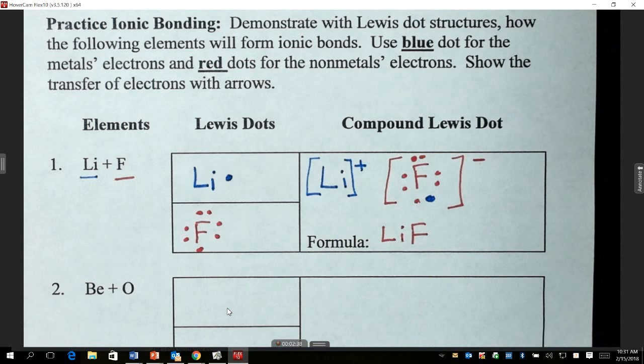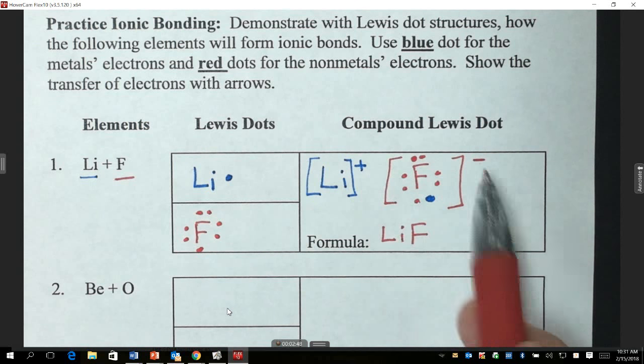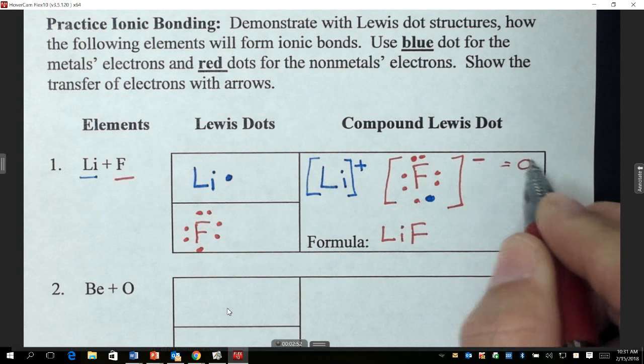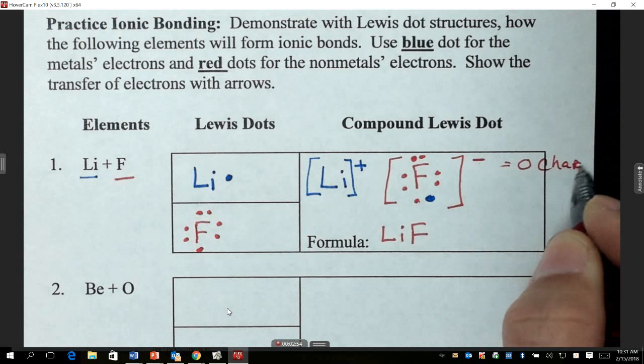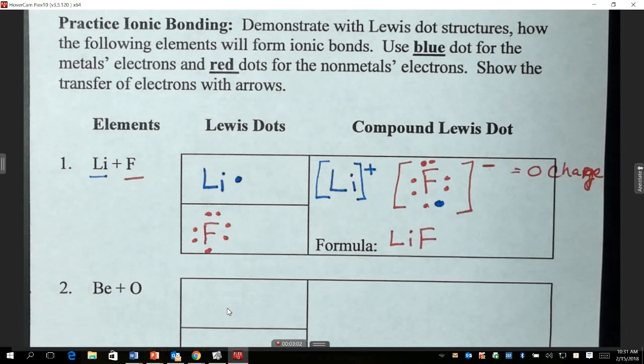So for each of these, you would continue to redraw them. You always have to make sure that your charges equal 0. So a positive and a negative together have 0 charge. That's important. So when you get to some of the ones below, if your charges don't add up to 0, you might need an additional cation or an additional anion. Good luck.